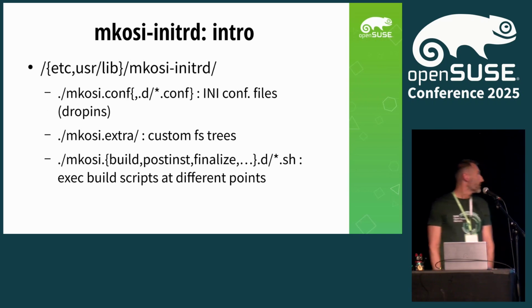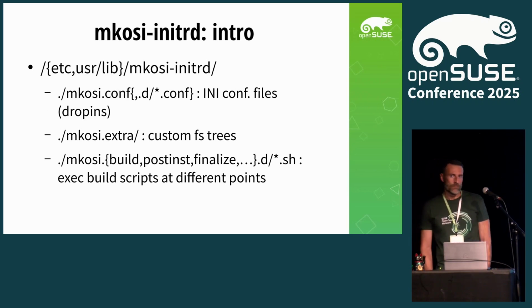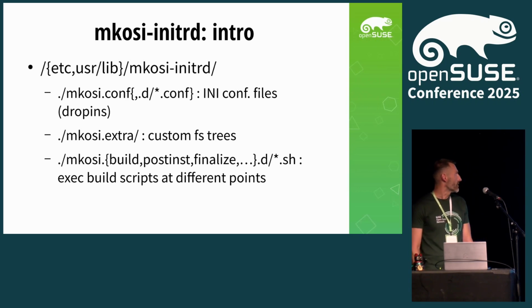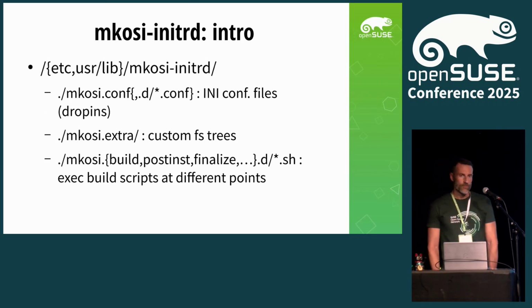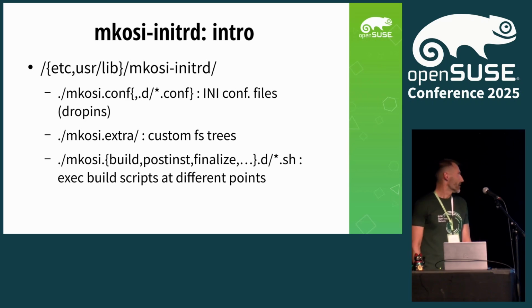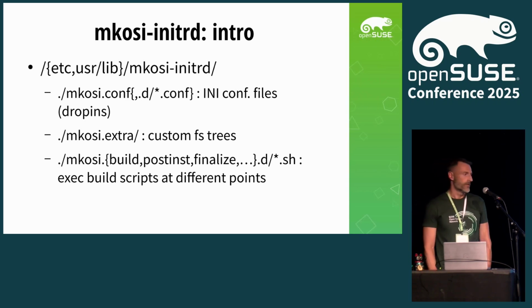So how can we specify what we want in the initrd image created using mkosi-initrd? Mostly using configuration. It is composed of ini configuration files with drop-ins allowed, systemd style, custom file system trees, and build scripts at different points, but most of them are not necessary.